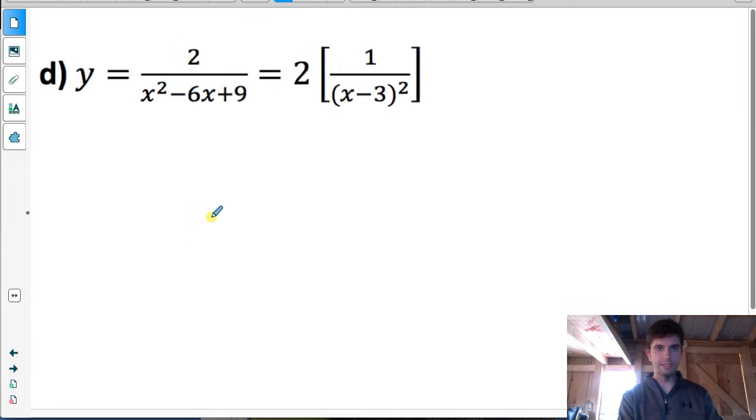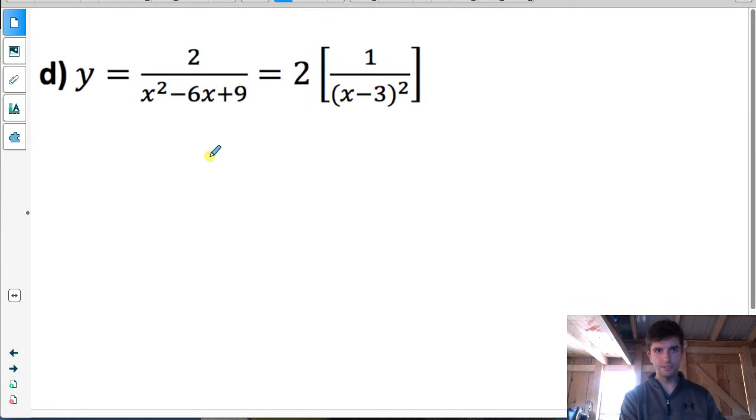So what we're graphing is really 2 times the reciprocal quadratic function, so it's just going to be vertically stretched by a factor of 2. And I also factored the denominator for you. This quadratic, the numbers that multiply to 9 and add to -6 are -3 and -3, so it factors to x minus 3 times x minus 3, which is x minus 3 squared.